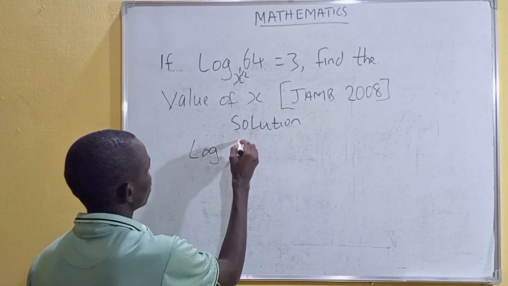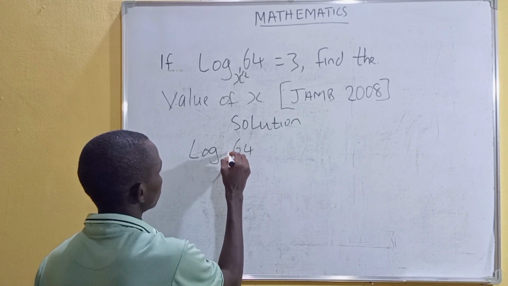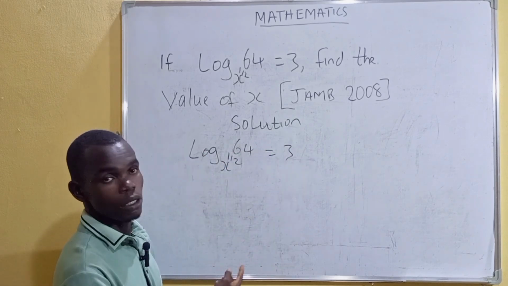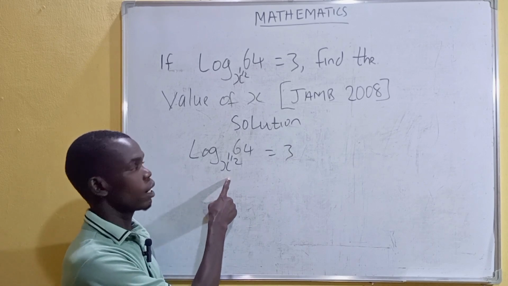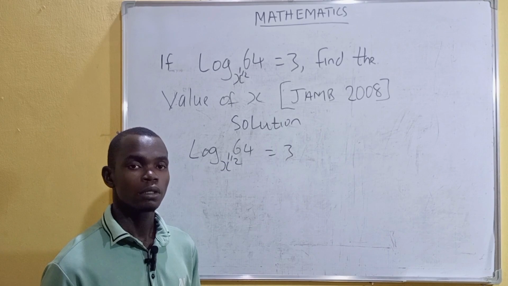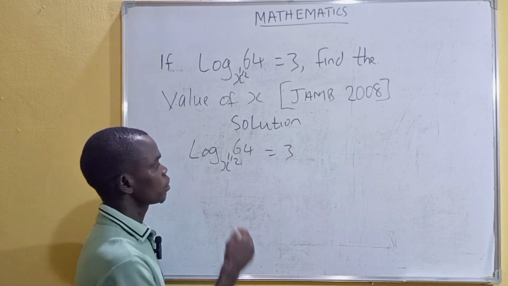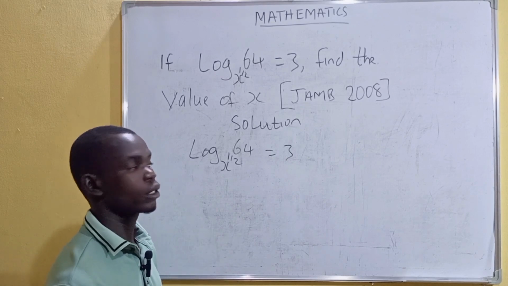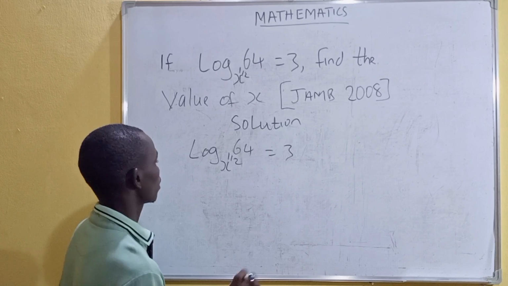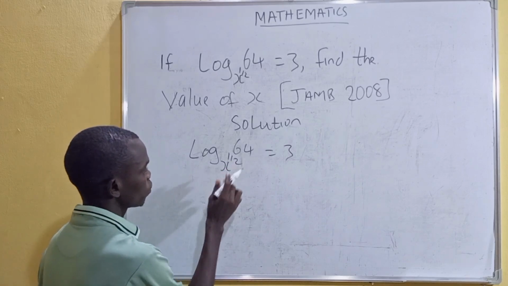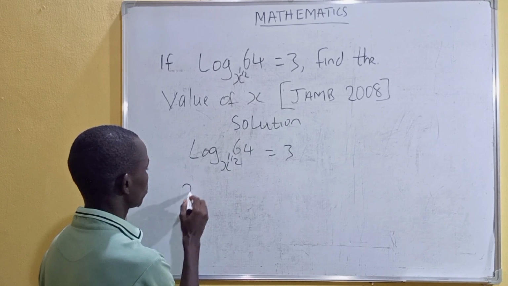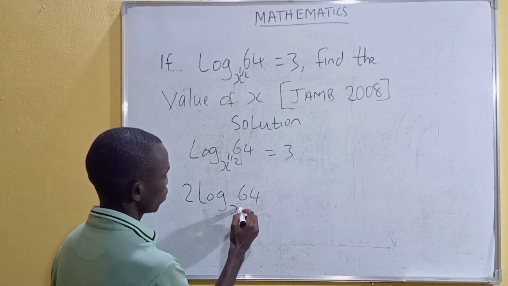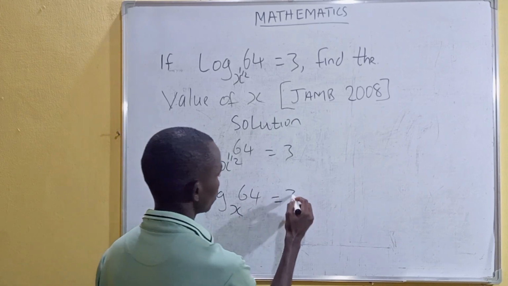Log 64 base s raised to the power 1 over 2 equals 3. Look at this question. Since it is the base that has the power, and from the law of logarithm, which says that when it is the base that has the power, we multiply the logarithm by the reciprocal of its power. So this will now be, and the reciprocal of 1 over 2 is 2. It will now be 2 times log 64 with base s equals 3.